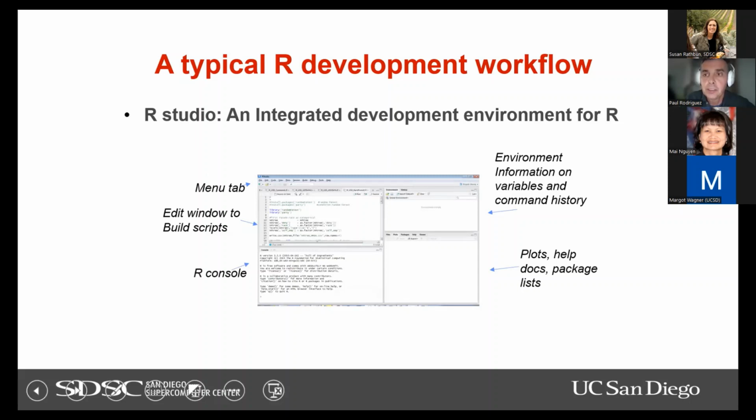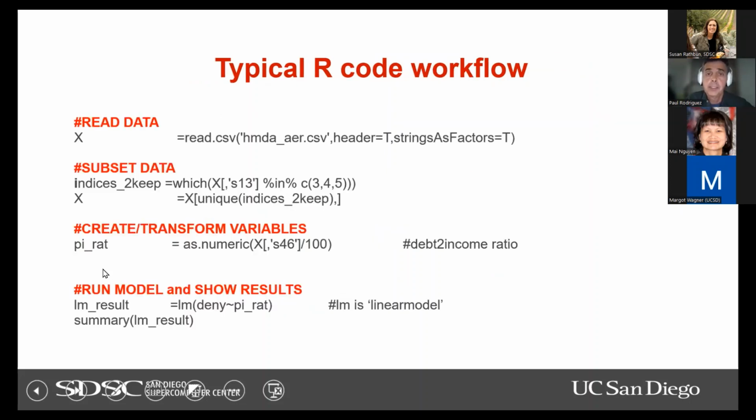If you haven't used R, this is what a typical workflow looks like. There's an integrated development environment called RStudio. It runs on Expanse through the Expanse portal, so you access it through a browser. Like a lot of development environments, it has some integration of the script that you're editing and some outputs. I'm not going to go into details of that, but we'll see a quick example. Your typical R code workflow looks like a lot of other kinds of workflows: you're reading data, processing data, and then running models.